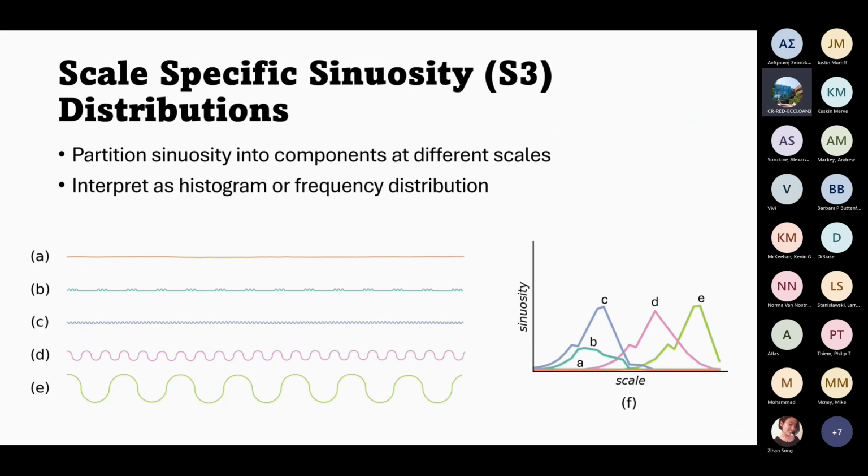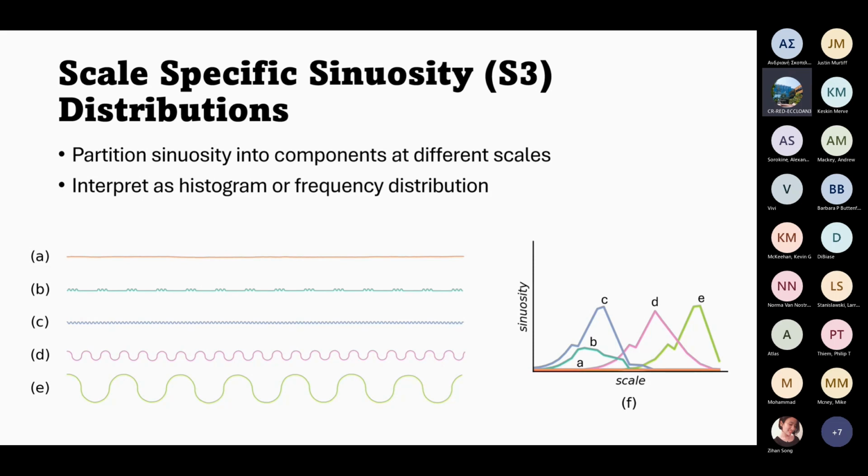What I do want to spend time on is explaining how to interpret the scale-specific sinuosity distributions, which essentially partition sinuosity into different components at different scales and can be interpreted as a histogram or a frequency distribution. To explain that, we have here 5 obviously artificial features, A, B, C, D, and E, and we have their corresponding S3 distribution graphs on the right. And there are really two patterns here capturing variations in degree and scale of sinuosity.